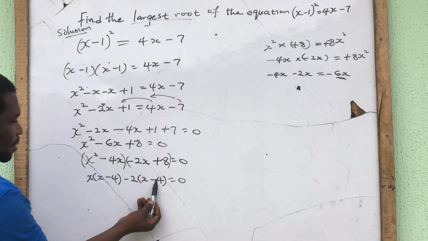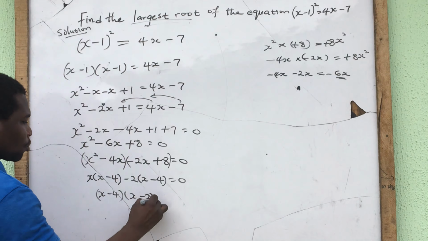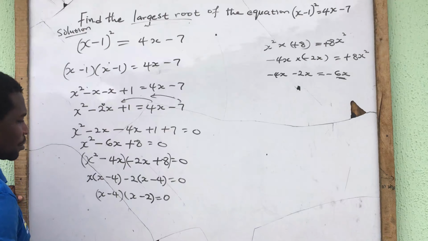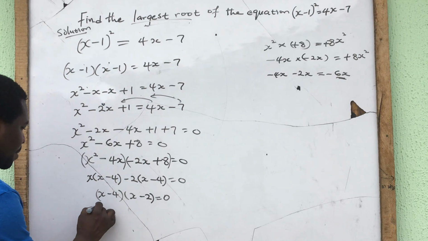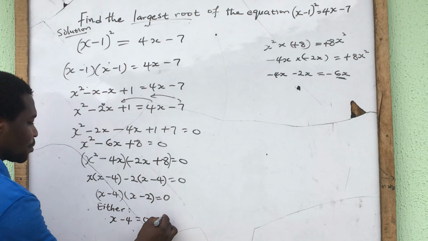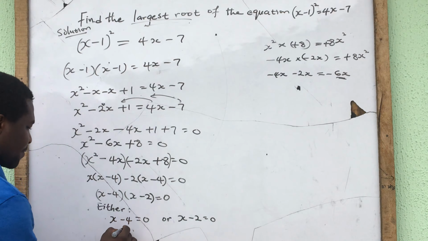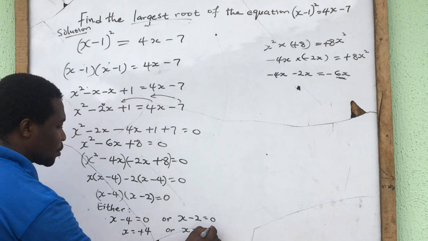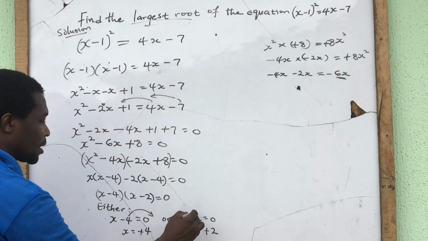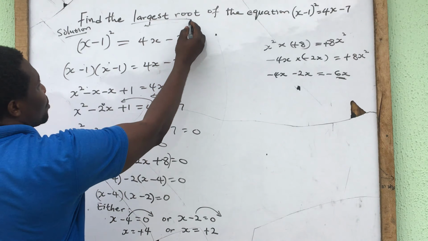If you look at it now, that is x minus 4 times x minus 2 equals 0. So x minus 4 here, x minus 2 here. So either x minus 4 equals 0 or x minus 2 equals 0. So therefore x equal to plus 4 or x equal to plus 2, when this comes to this side. So the only thing we need now is the largest root of the equation.